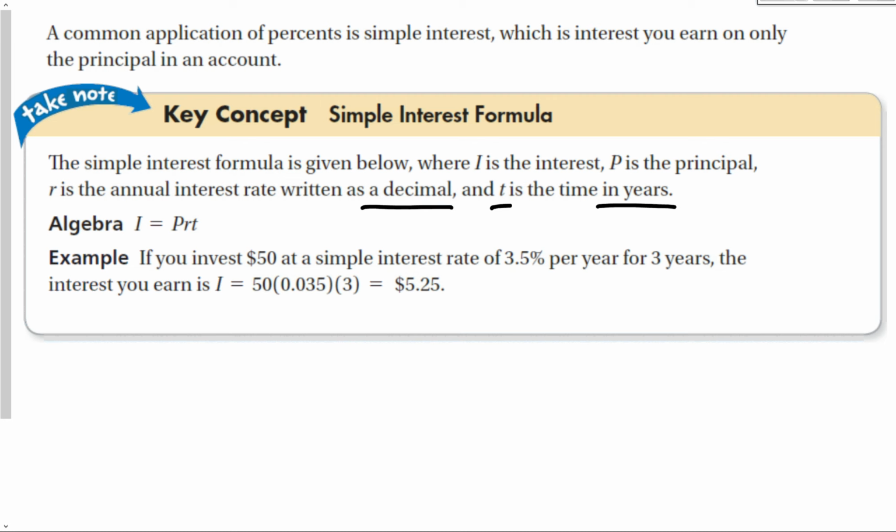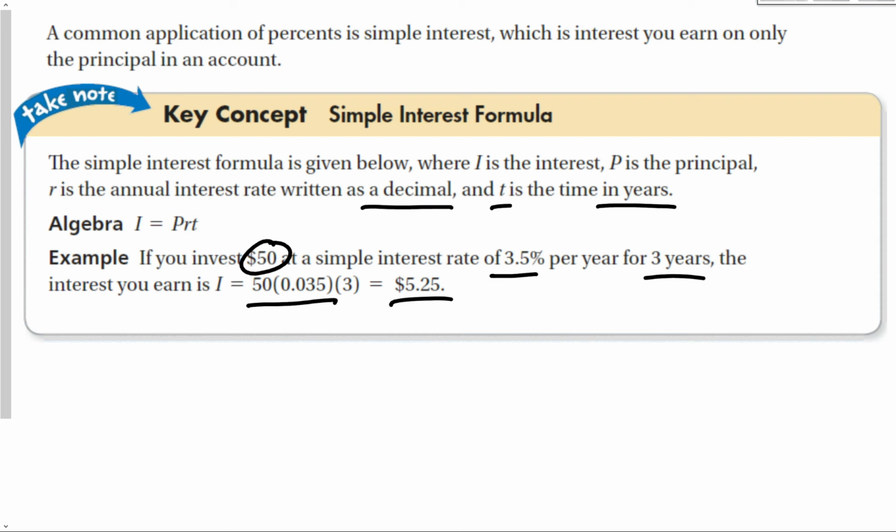And if you invest $50 at an interest rate of 3.5% for 3 years, so you're going to have three of these: 50 bucks, 3.5%, 3 years. Multiply them all together, and we have the interest, how much interest you earn. Then you would take the 50 bucks and add this to it, and that's how much money you would have in your account.